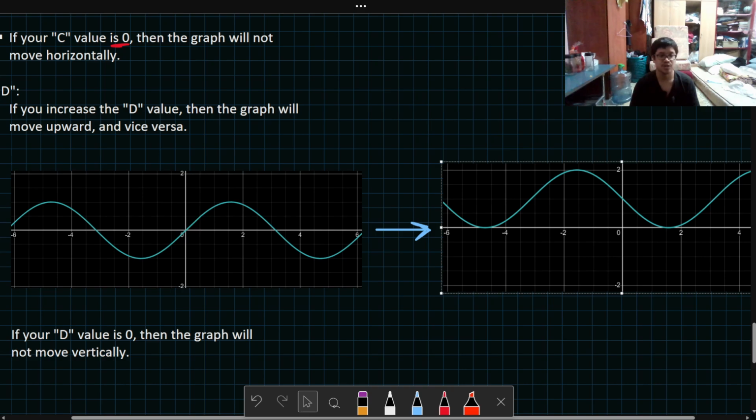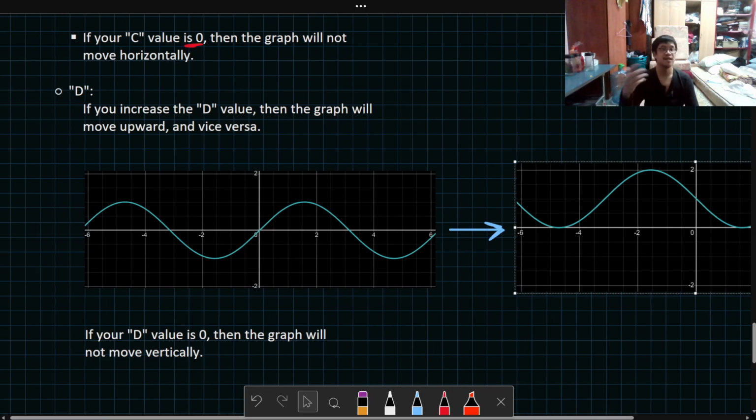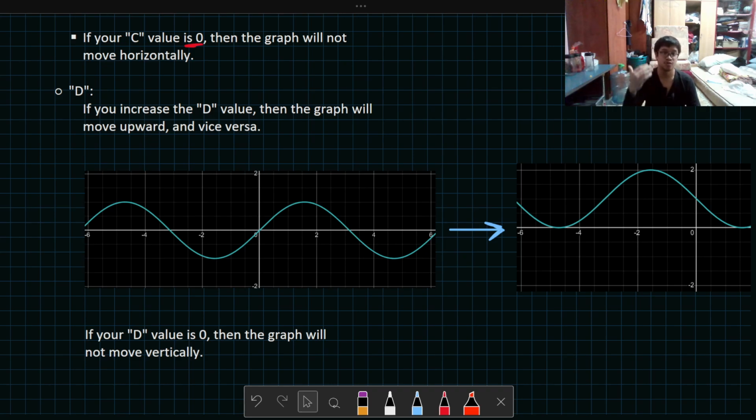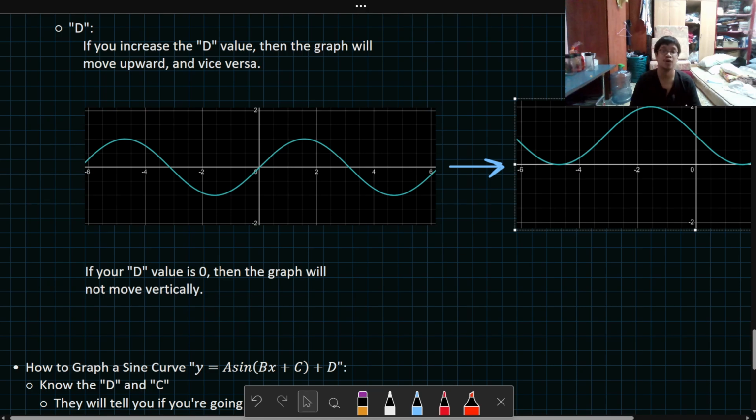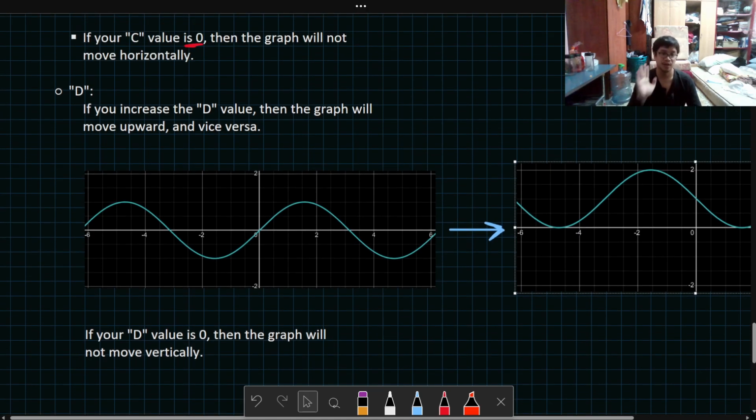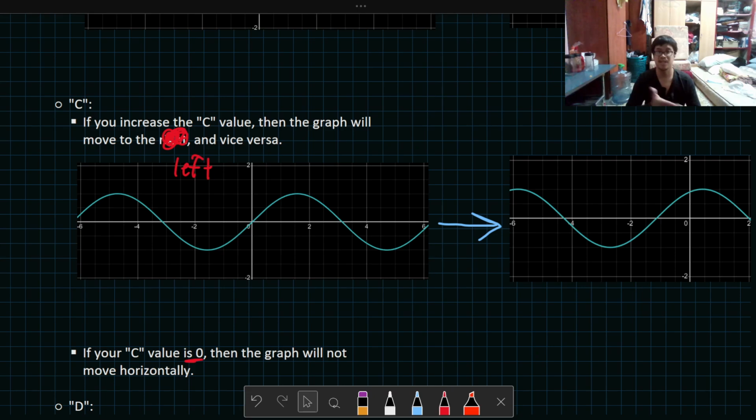Okay, so if you increase the D value, the graph will move upward, from here to there, and vice versa. So if you decrease D in a way that you have a negative value, the graph will go down. And if your D is 0, then the graph will not move vertically. Okay. So now I have basically summarized the observations.